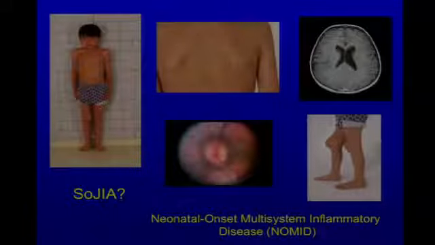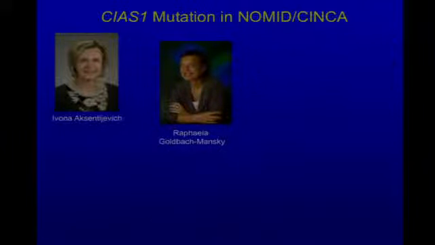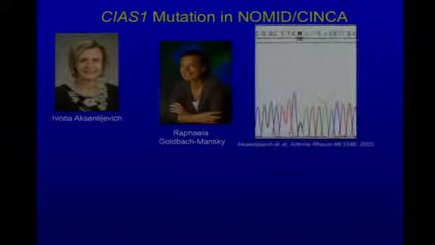And of course, the gene for Muckle-Wells had just been identified by Hal Hoffman, so we knew what that was. So we decided we'd check whether Jonathan, this patient with NOMID, in fact had mutations in this gene, the gene that encodes the protein cryopyrin. Here's Rafaela, the person that saw Jonathan, and Ivona, who did the sequencing. And lo and behold, what they found was that there was a mutation in cryopyrin in NOMID.